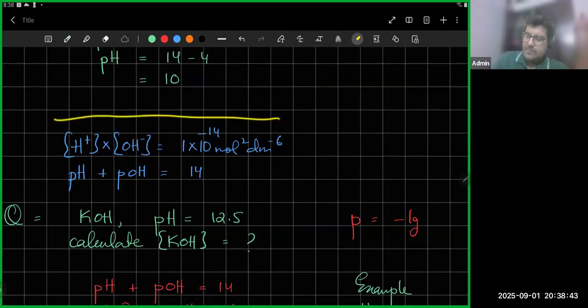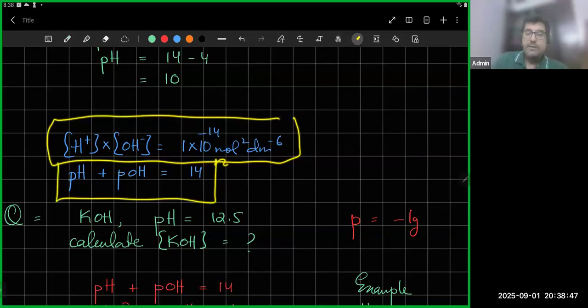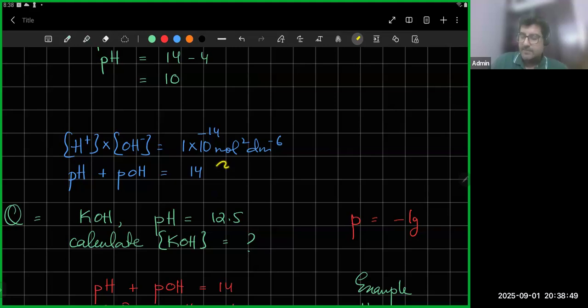Water, the ionic product of water is a constant. So either you take the log version or the normal version, they both are exactly the same. If you know H plus, you would figure out OH ions. If you know OH ions, you would figure out H plus. If somebody says to calculate pH, you just take the negative log of that. If somebody says to calculate pOH, you take the negative log of that.